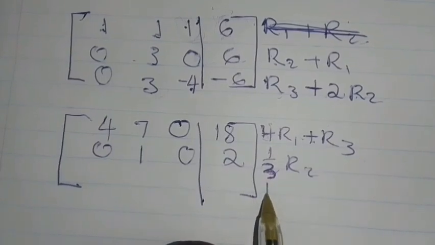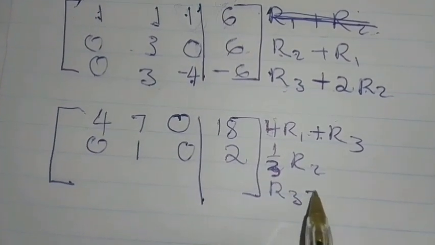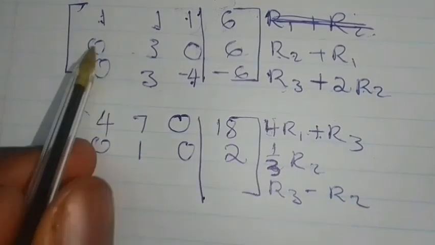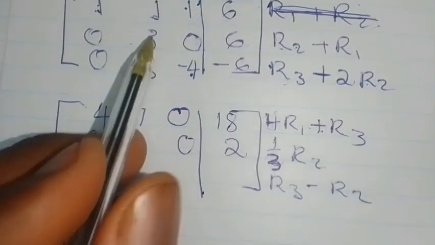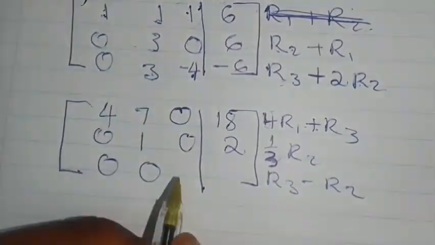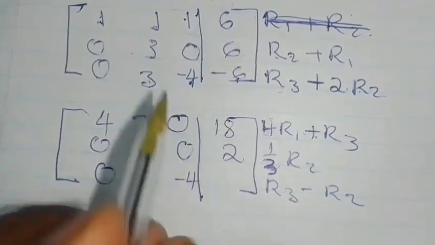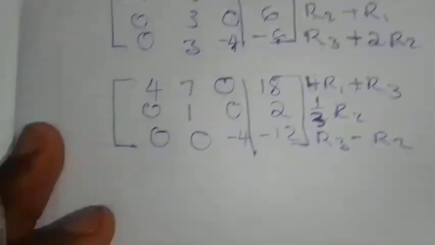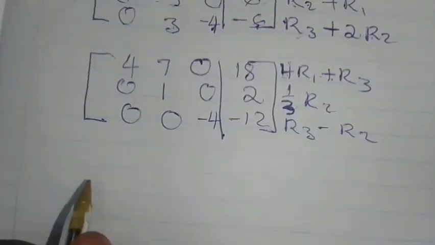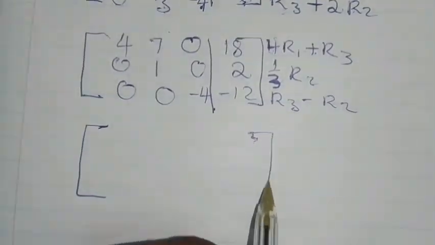So we can replace row 3 by row 3 minus row 2. That way we have 0 minus 0 giving us 0, and then 3 minus 3 giving us 0, and then minus 4 minus 0, which gives us minus 4, and then minus 6 minus 6, that's going to give us minus 12. Now what we want as well is to obtain a 0 there as well.